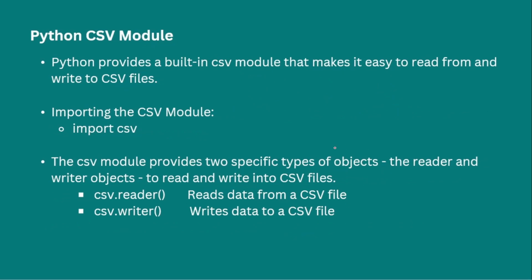The next is the Python CSV module. Python provides a built-in CSV module that makes it easy to read from and write to CSV files. We use it by importing the CSV module, so we say import csv. The CSV module provides two specific types of objects, the reader and writer objects, to read and write CSV files. When you want to read from a CSV file, we say csv.reader. It reads data from a CSV file.